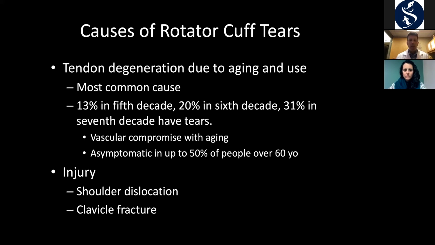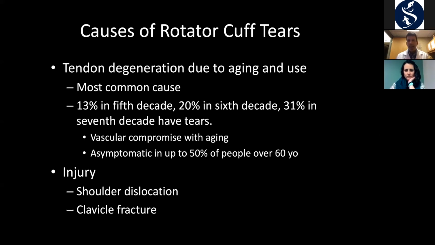There are studies that have been done where we just MRI people on the street and look at their rotator cuffs, and we see that in the fifth decade of life, about 13% of patients have rotator cuff tears. In the sixth decade of life, about 20% have tears. And in the seventh decade, about 30% have tears. Because of aging, it's really a vascular compromise. We lose that same blood supply and nourishment to the tendon as we get older, and that helps predispose it to tear.